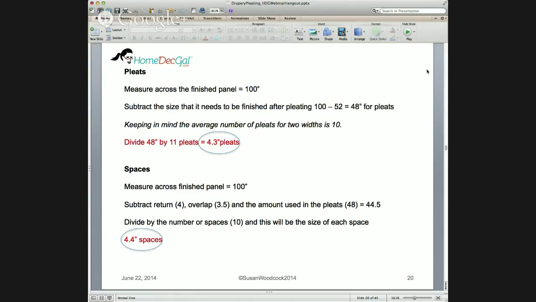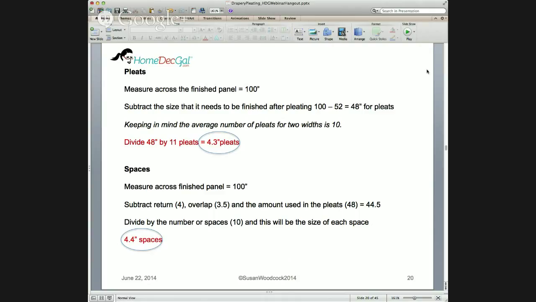So the finished panel was 100 minus what it needed to finish, and we have 48 inches for pleats. And we have that average in mind of 10, but we're going to bump that up to 11. So divide 48 by 11 pleats, that gives 4.3-inch pleats. The pleats are getting a little skimpy, but it's still okay.